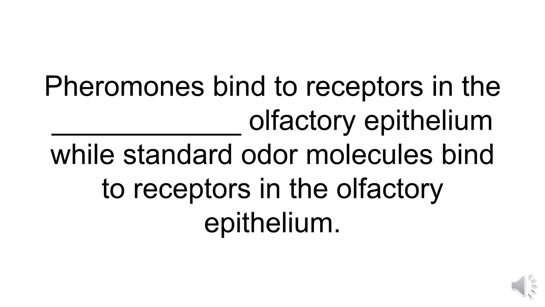Pheromones bind to receptors in the blank olfactory epithelium, while standard odor molecules bind to receptors in the olfactory epithelium. So what type of receptors do pheromones bind to? Those things that, I don't know, like dogs can smell really well and we're supposed to be attracted to them in the opposite sex. So what's the binding site? It would be the accessory olfactory epithelium.